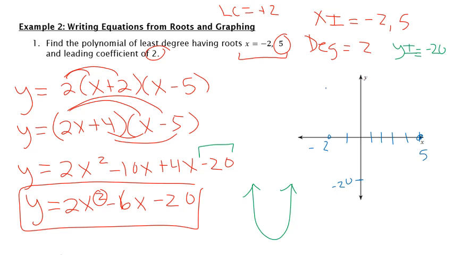And then just do our best to sketch what that looks like, right? So I know it's going to make that U shape with an even degree, so it's going to have the end behavior in the same direction.